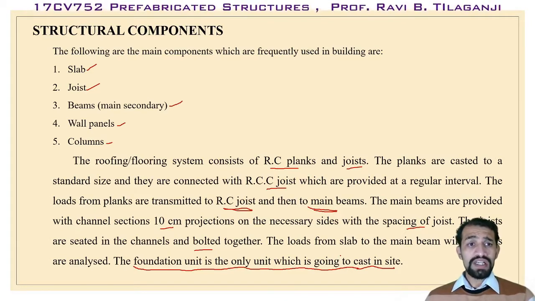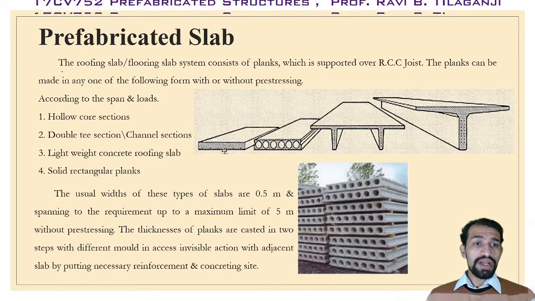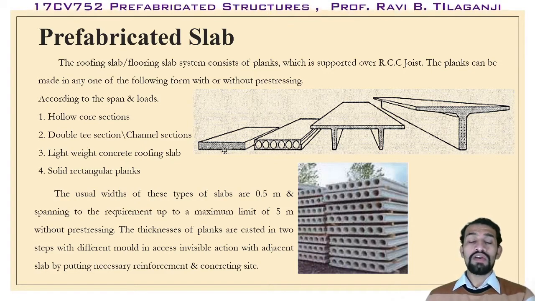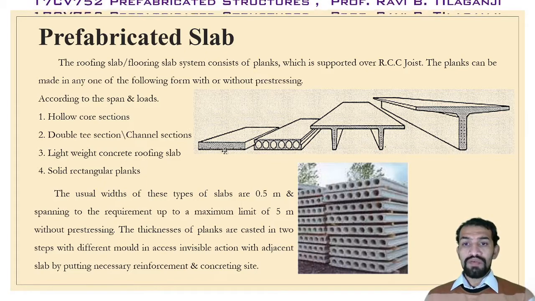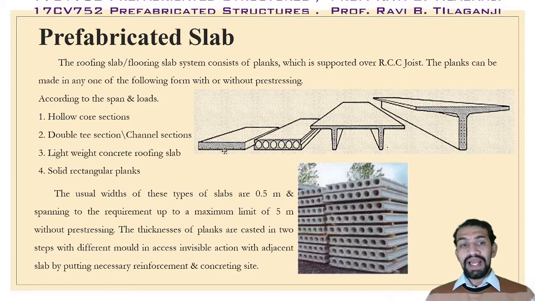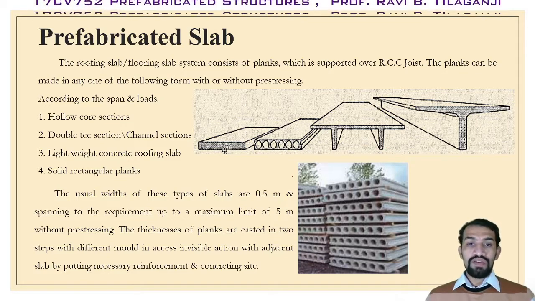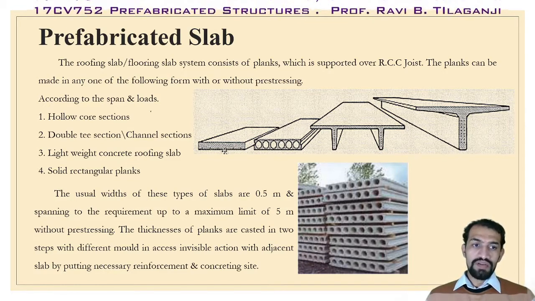So let us see the different components. This is the prefabricated slab, a roofing slab or a flooring slab. The system consists of planks which are supported over RC joists. The planks can be made in any one of the following forms, with or without prestressing. So these are the forms.